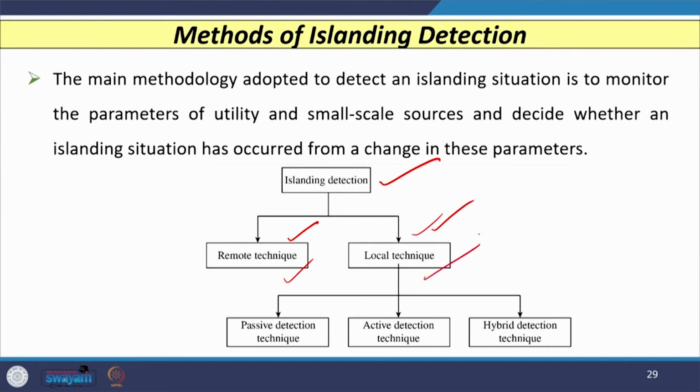Local technique can be further classified as the passive detection technique, active detection technique and hybrid detection technique. So, let us see each and every technique one by one. Let us start with the remote technique.